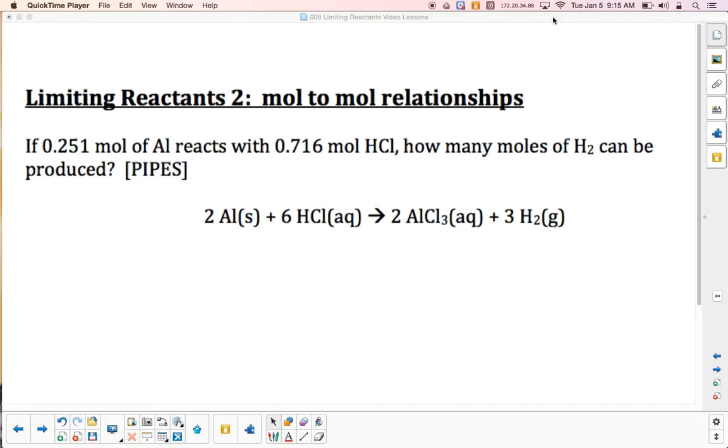Now you can proceed to your turn problems and try limiting reactant 2 problem, the one that deals with mole-to-mole relationships.